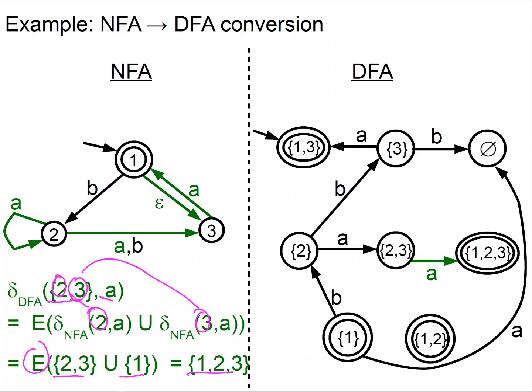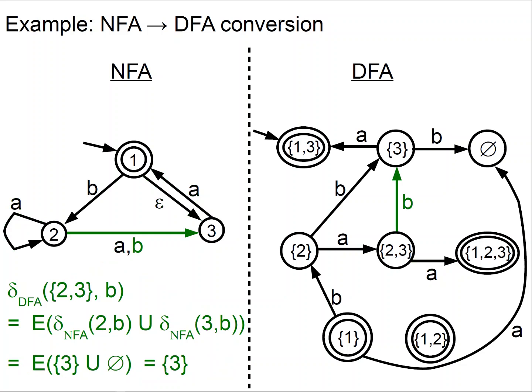What happens if you read a B from {2, 3}? Think about it. This is where learning happens. If you try something now, pause the video, do that, and then see if you got it right. If you read a B, then you would do delta NFA 2B union delta NFA 3B. That's the set {3} union the empty set. The epsilon closure of that is still the set containing 3.